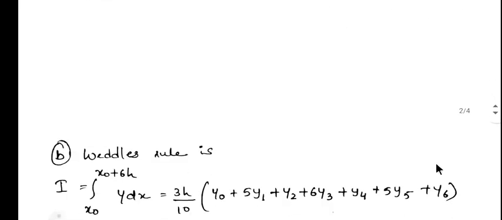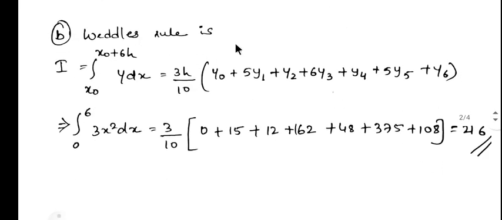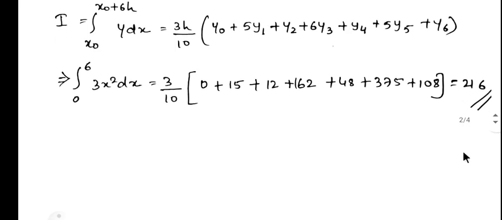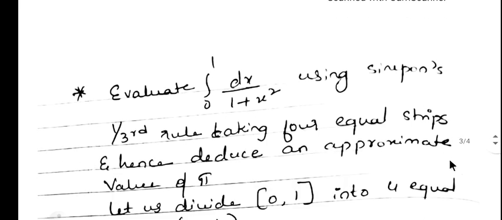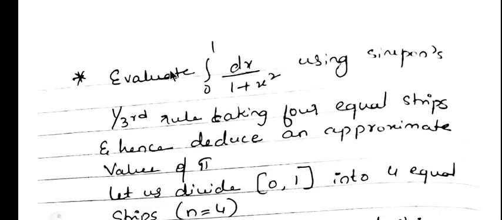Now for the same example, I will apply the Weddle's rule. Write the formula, and then here also from that table please substitute the values. You are going to get 216 as the answer. Now we'll look into the next example.